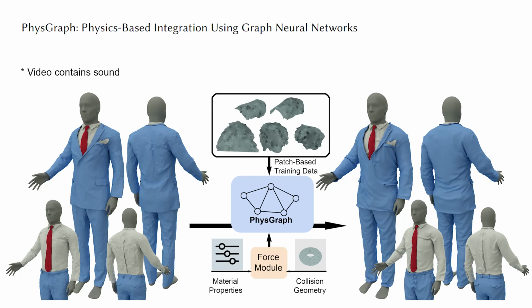We present PhysGraph, physics-based integration using graph neural networks. In this work, we demonstrate that it is possible to learn an effective physics-based integrator independent of the forces that are acting on the system. Our overall design consists of a force module which provides physics-based forces to the network. The network takes these forces and provides position updates for the nodes on the graph directly.